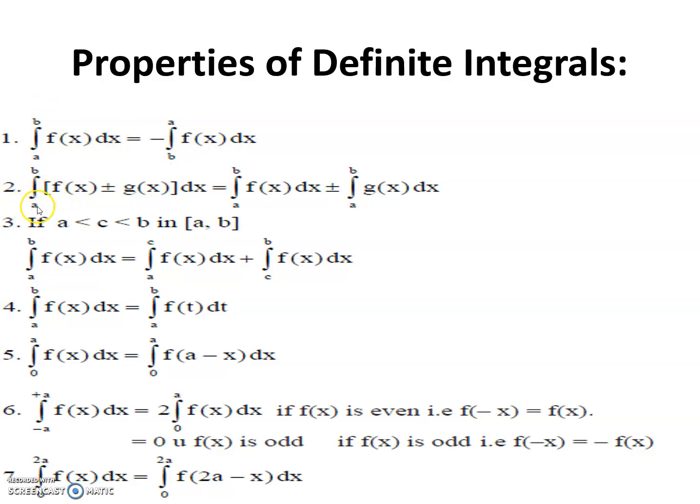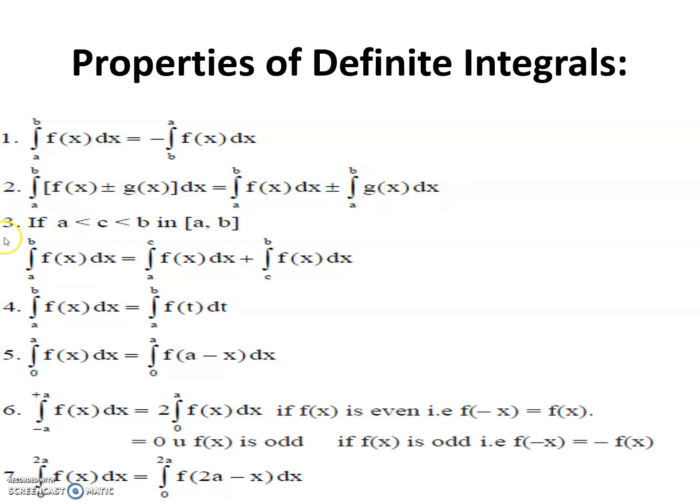Second property: the integral with lower limit a, upper limit b, of f of x plus or minus g of x dx is the integral from a to b of f of x dx plus or minus the integral from a to b of g of x dx.